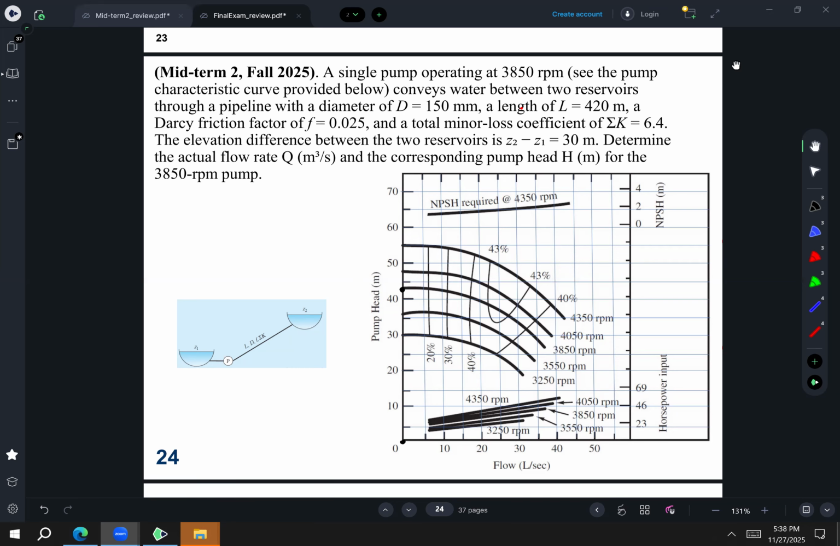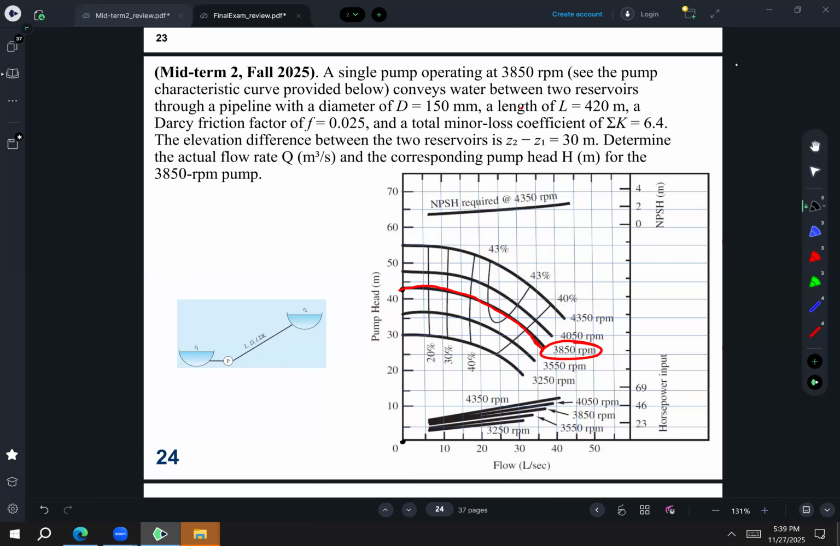So we know the actual flow rate and the pump head come from the intersection of the pump curve and the system curve. The problem is telling us to use the 3850 RPM pump, so basically it's telling us to use this pump curve. So we have the pump curve. What we are missing is the system curve.